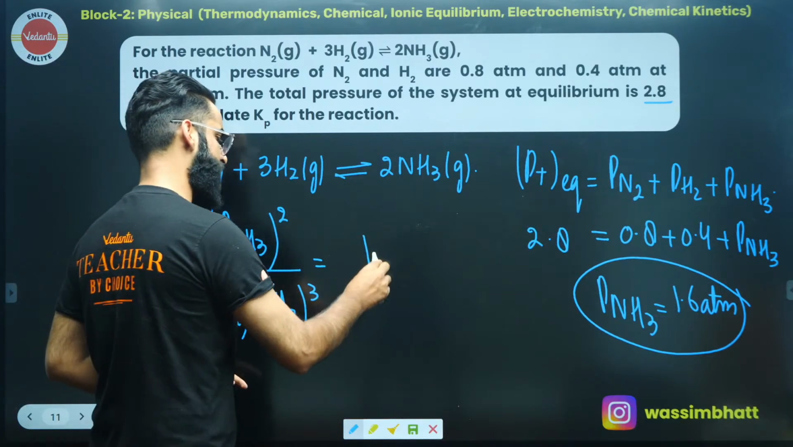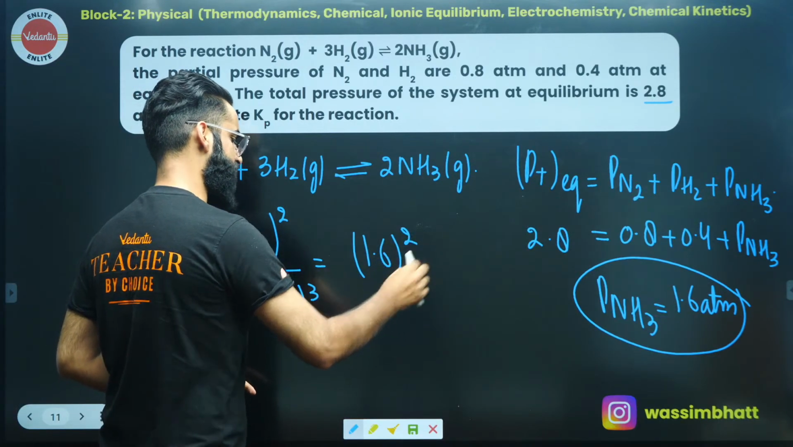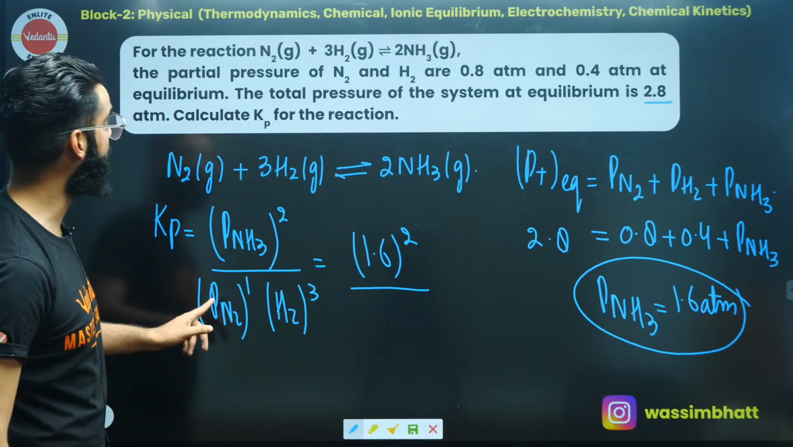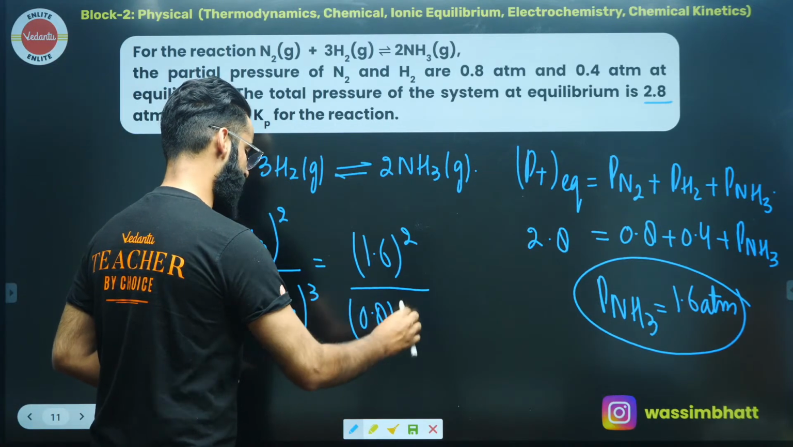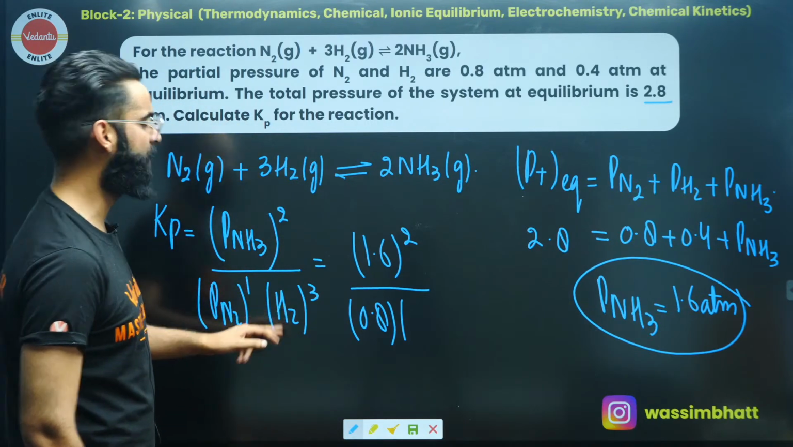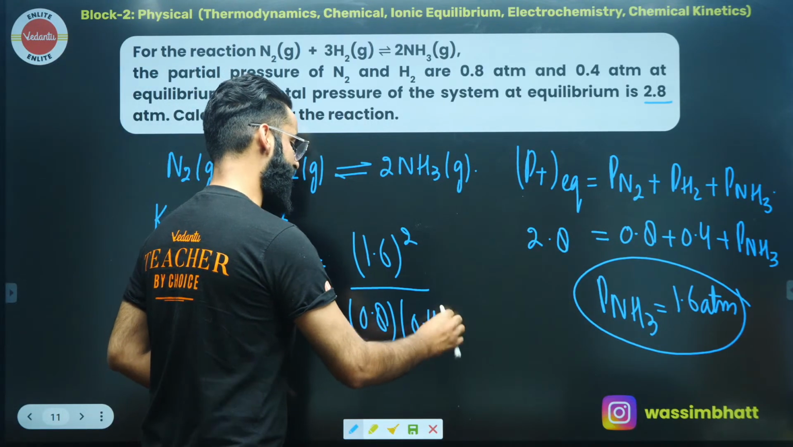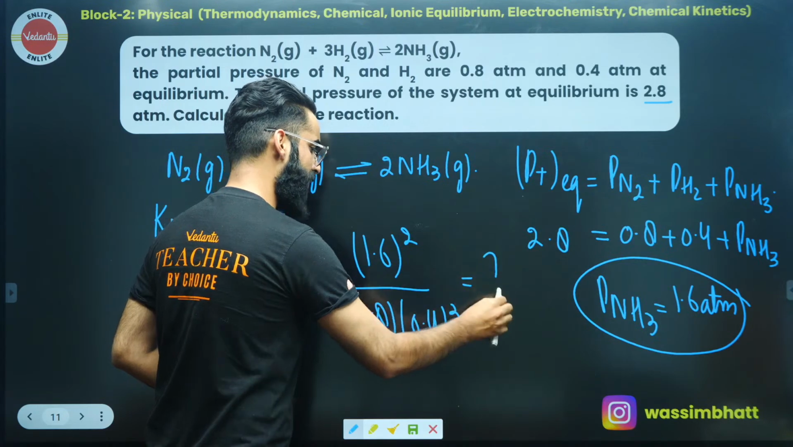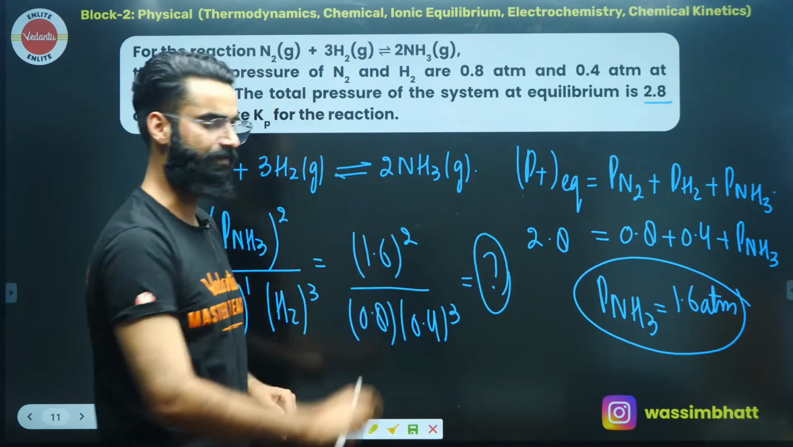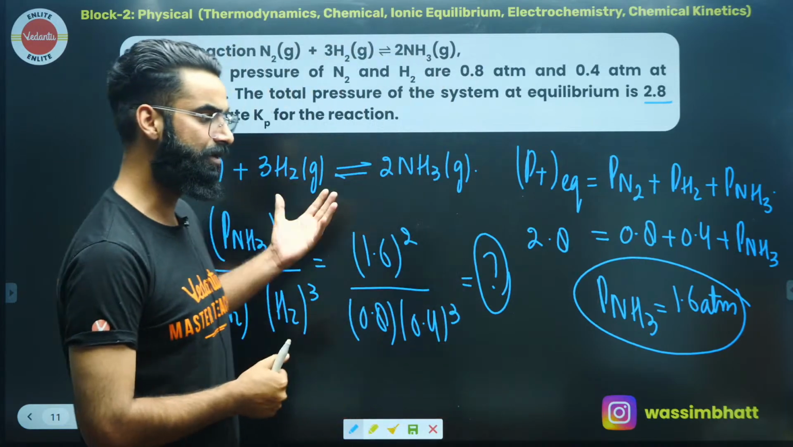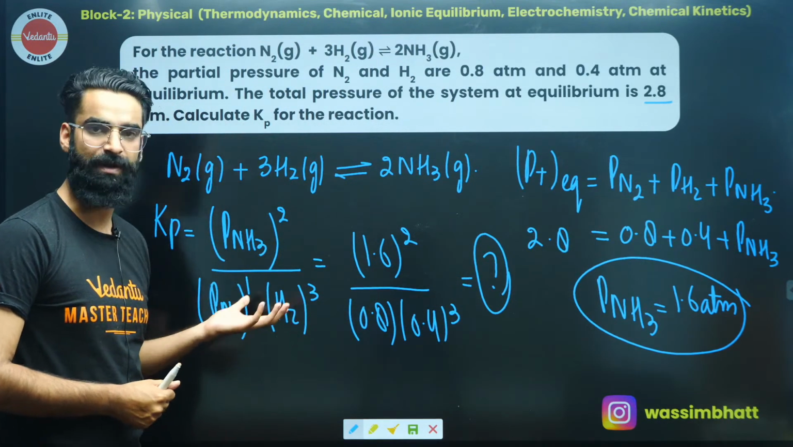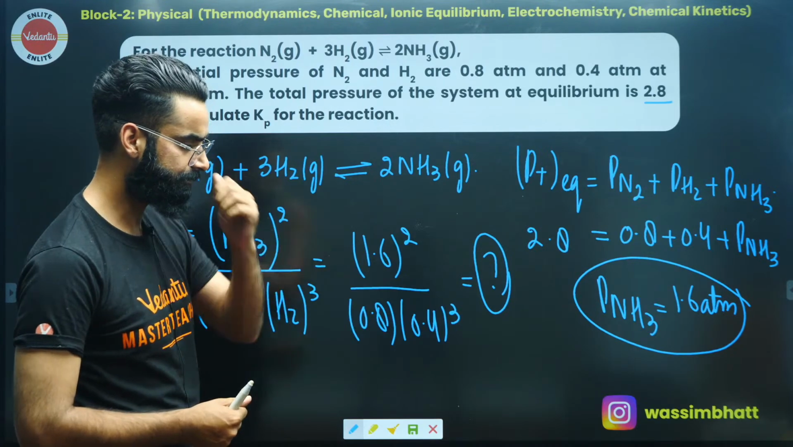If I ask you the partial pressure of NH3 in the container at equilibrium, you must say it's 1.6 raised to 2, divided by the partial pressure of N2 at equilibrium, 0.8 atm, multiplied by the partial pressure of H2 at equilibrium, 0.4, raised to 3. Now it's your job to do a bit of calculation and get the value of Kp, which you were supposed to calculate as far as the question was concerned, right? I'm sure you can easily solve this sort of question from now onwards.